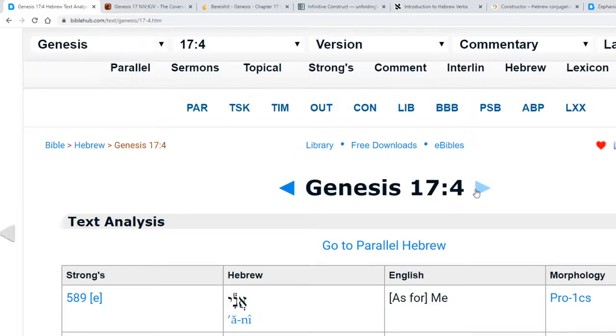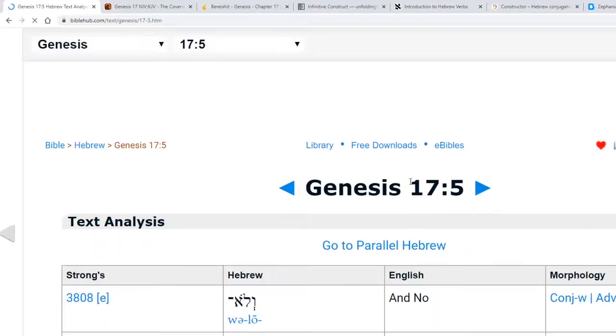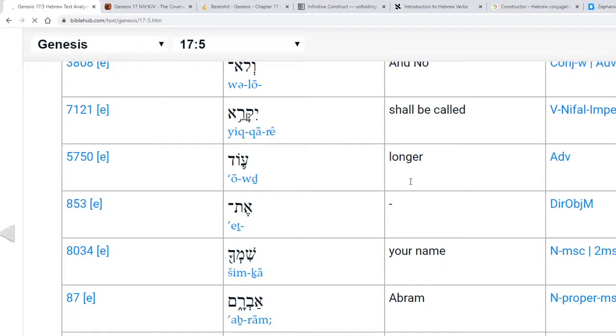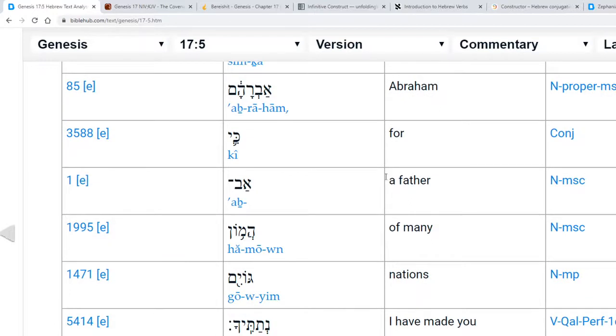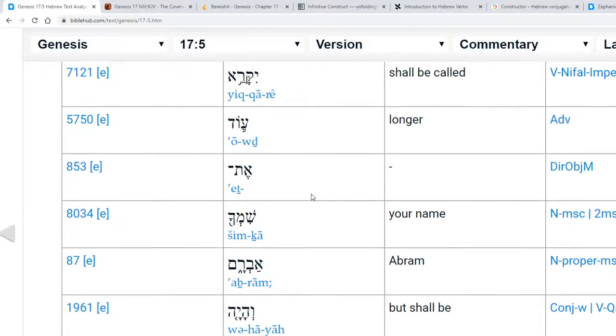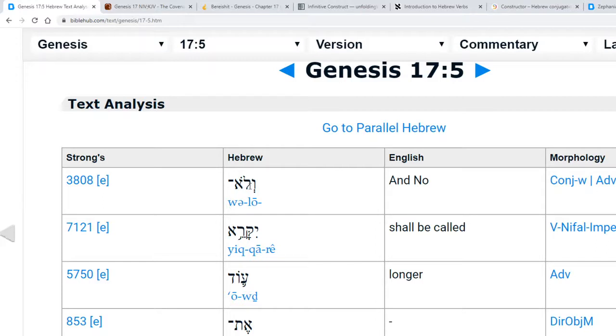Verse, it will load. Okay. Velo yikare od et shimcha Avram v'haya shimcha Avraham ki av hamon goyim nataticha. Okay, so conjunctive vav, lo means not, yikare, so the root here is kof resh aleph, a very common word meaning to call, which shows up a lot in the Bible. Anytime you want to find out more about the root of a word, you can always use your concordance. I highly recommend it. But this is kof resh aleph, right?